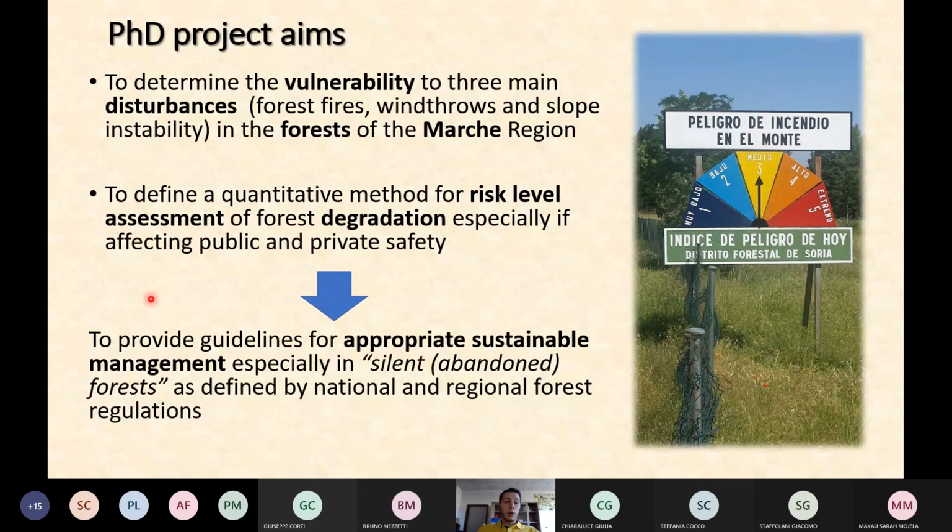We can say that the ultimate goal of my PhD is to try to provide guidelines for an appropriate sustainable management, especially in the silent forests that are so defined by national and regional forest regulation. They define silent forests as forests that are abandoned and of which we cannot find the owners, and thanks to this regulation, we can enter in this forest and do possible management in case of public and private safety.